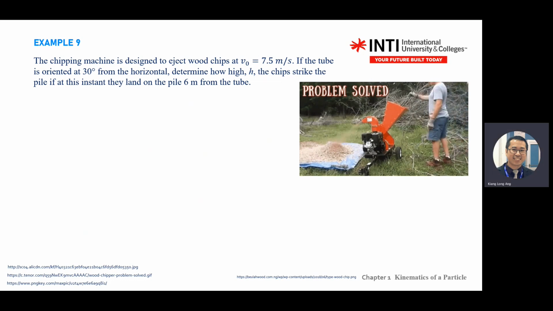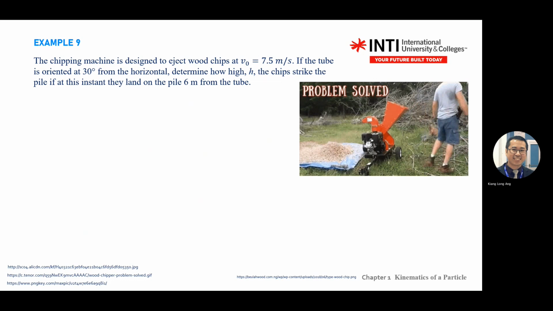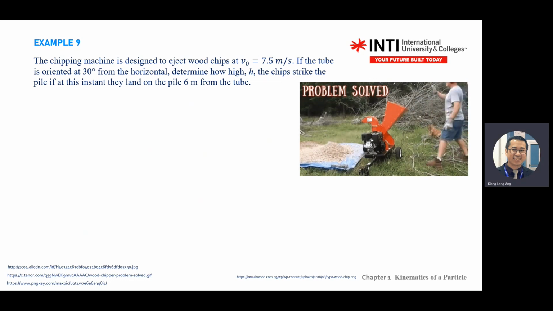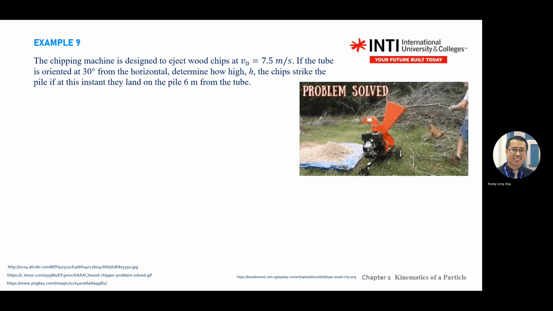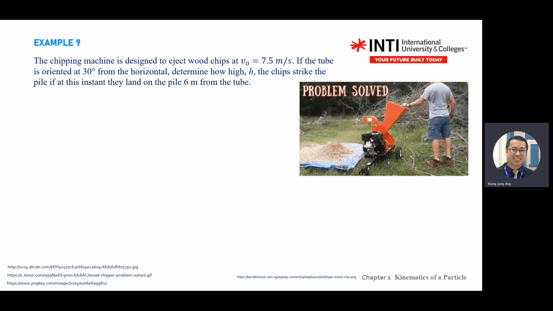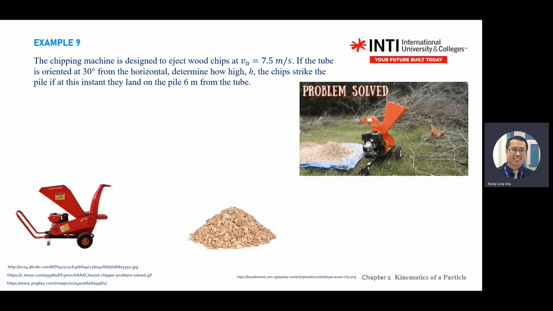So you have a chipping machine. Chipping is designed to eject wood chips. If you're not familiar with the machine, it might be difficult for you. So what does it mean? This is the mouth of the machine. This mouth you can tilt. Either it can spray this way, or horizontal, or move up. You can tilt this mouth, this output here.